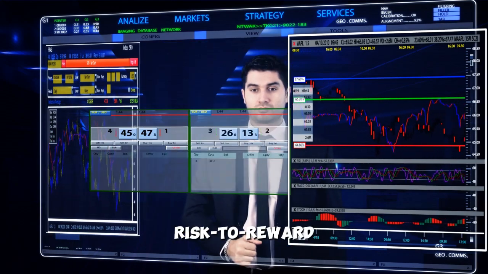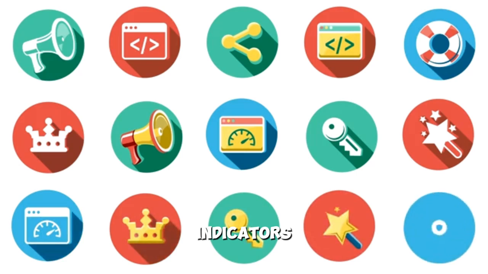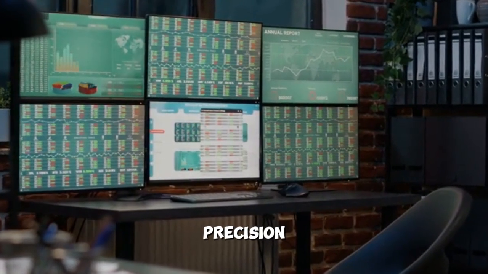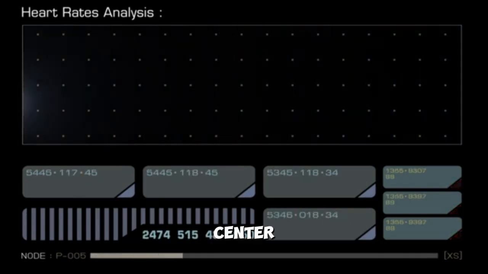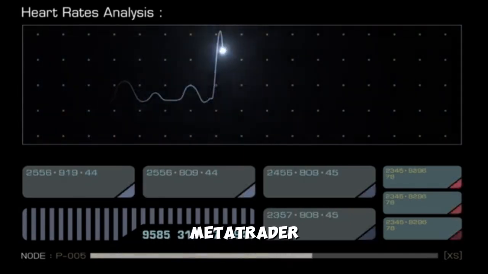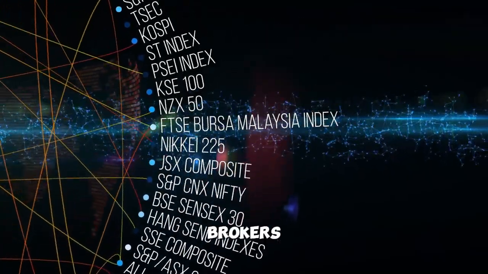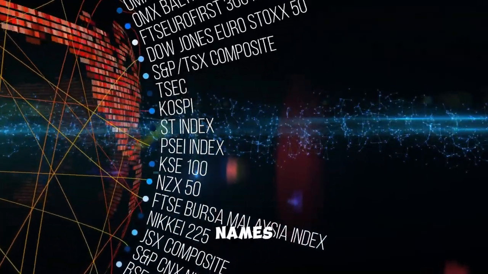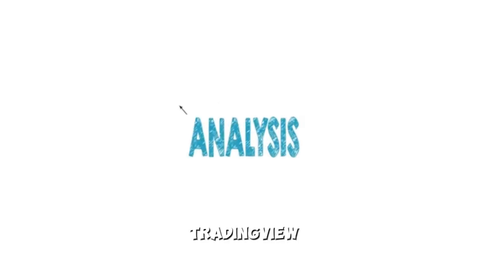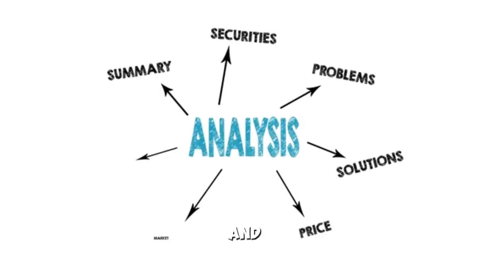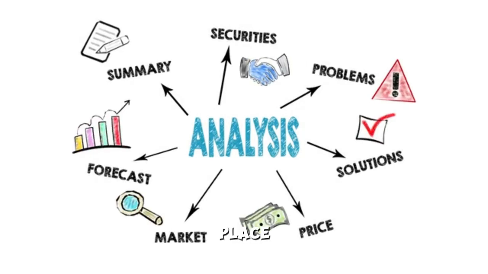Tools you need: calculators, platforms, indicators. To execute your trading plan with precision, you need the right set of tools. Your trading platform is your command center. Industry standard options like MetaTrader 4 (MT4) and MetaTrader 5 (MT5) are offered by most brokers, including reputable names like Exness, Markets, and XM. For charting and analysis, TradingView is an exceptionally powerful and user-friendly platform that allows for in-depth technical analysis before you place a trade.